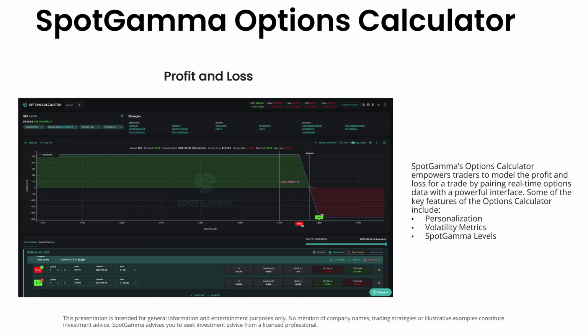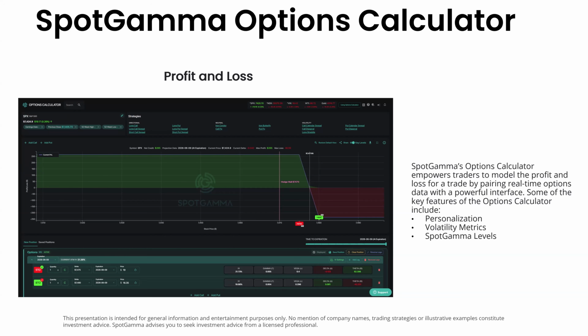SpotGamma's options calculator empowers traders to model the profit and loss for a trade by pairing real-time options data with a powerful interface. Some of the key features of the options calculator include personalization. You can customize your layout and save trade templates. Volatility metrics. You can adjust applied volatility and skew across expirations, and SpotGamma levels. You can show SpotGamma's proprietary support and resistance levels.